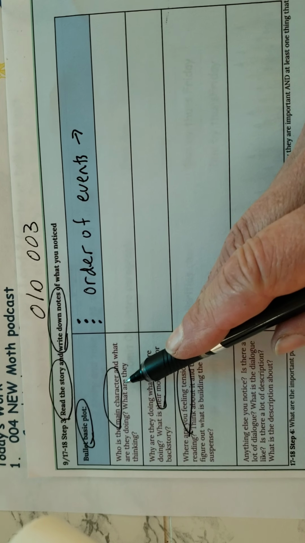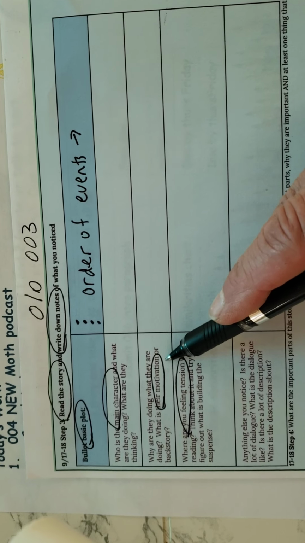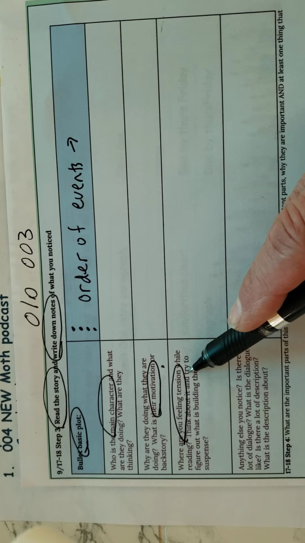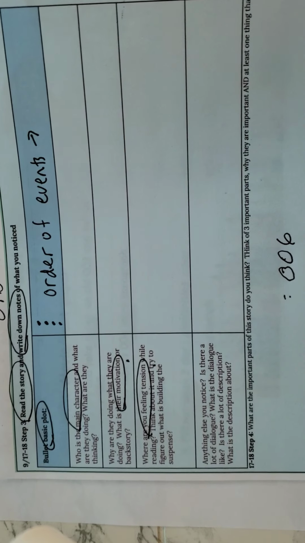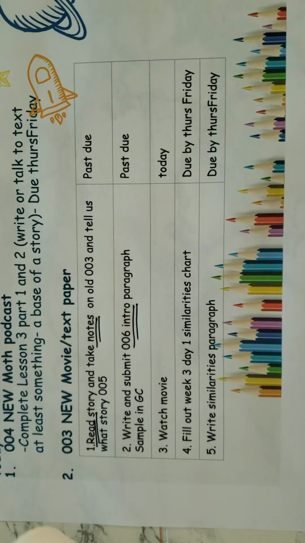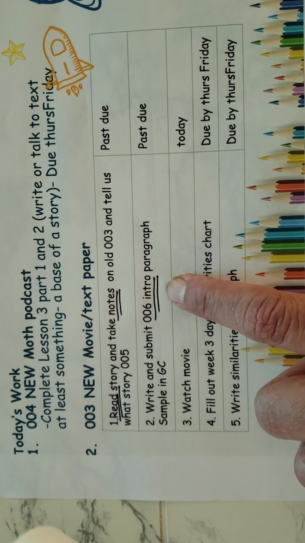Take notes on the characters. Who are they? What are they doing? What is their motivation for doing what they're doing? And where are you feeling the tension? Now, once you've taken the notes, you are all ready to write 006, which is the introductory paper, okay? So, that was number 2. Write and submit the introductory paper. Okay?